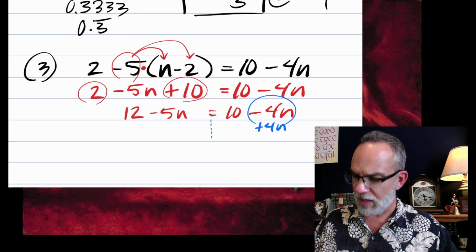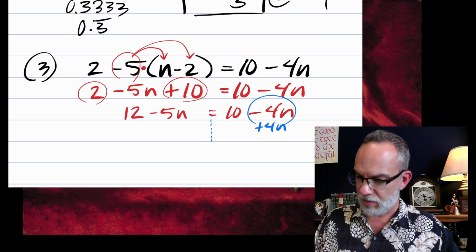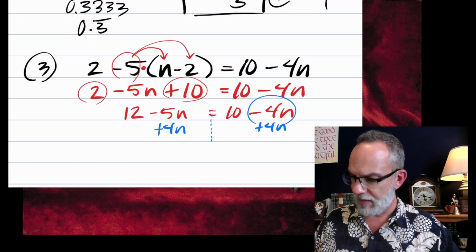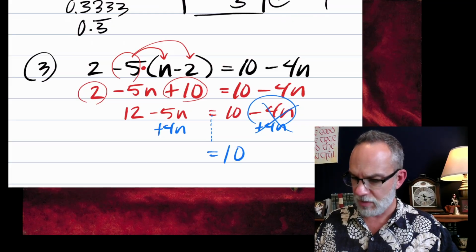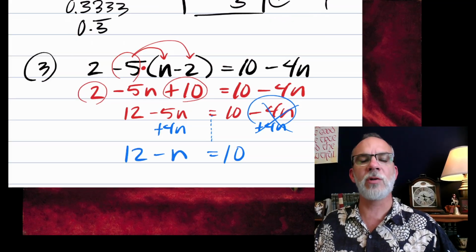And remember, you have to be right and left of 0. Put a dashed line there if you need to keep track of which sides you got. So then plus 4n. And then on the right-hand side, that cancels. All I'm left with is 10. And then this is going to be 12 just minus n. Okay, getting simpler. Now I'm down to one variable.